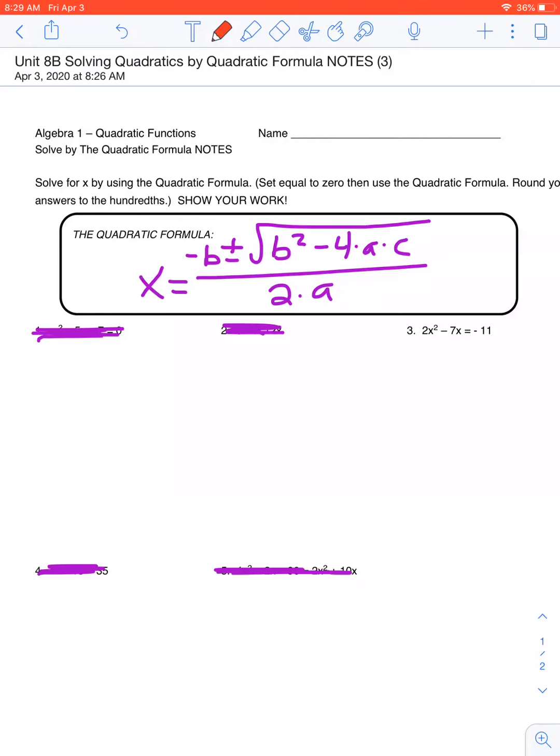Guys, welcome back to day 3 of solving quadratics by quadratic formula. Okay, so we're going to do the last problem on the note sheet here, and that's going to be number 3. And there's a reason why we saved this one for last, so let's get started.